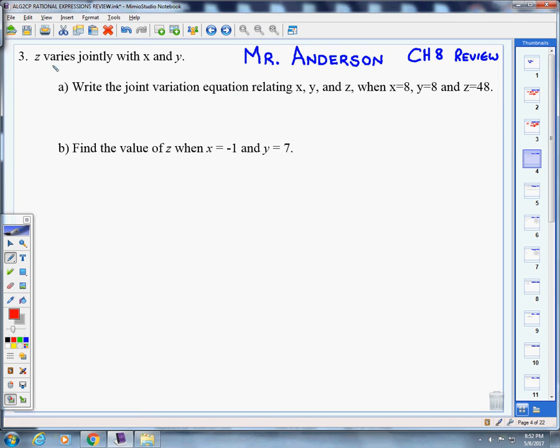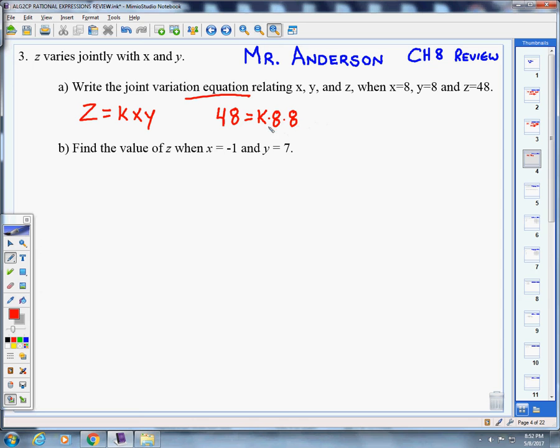Next problem. Z varies jointly with x and y. So we have this relationship right here. We have z equals some constant times x, y. And exact same thing. We've got to solve for this constant in order to develop this joint variation equation. Let's see, z equals 48. Solve for that constant. X is 8, and y is also 8.